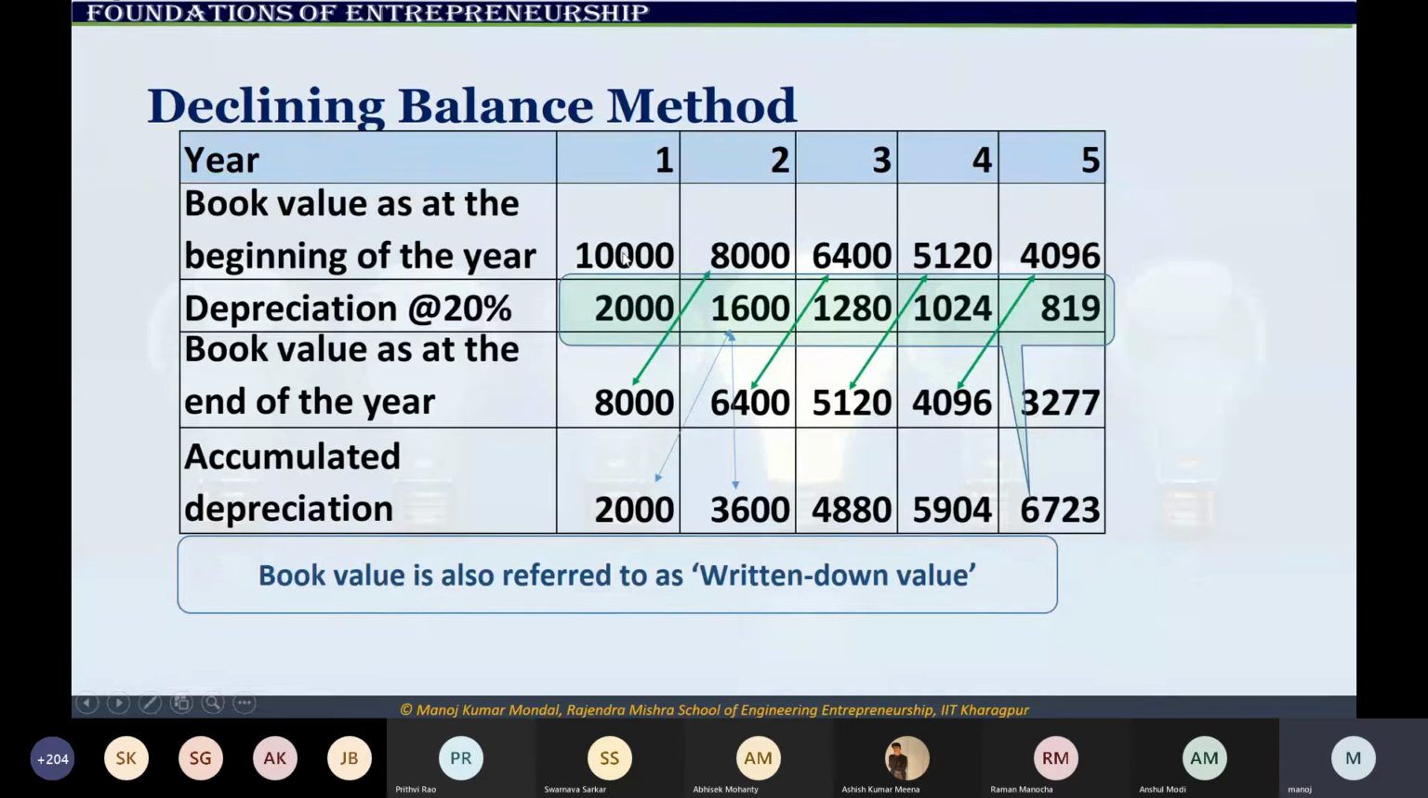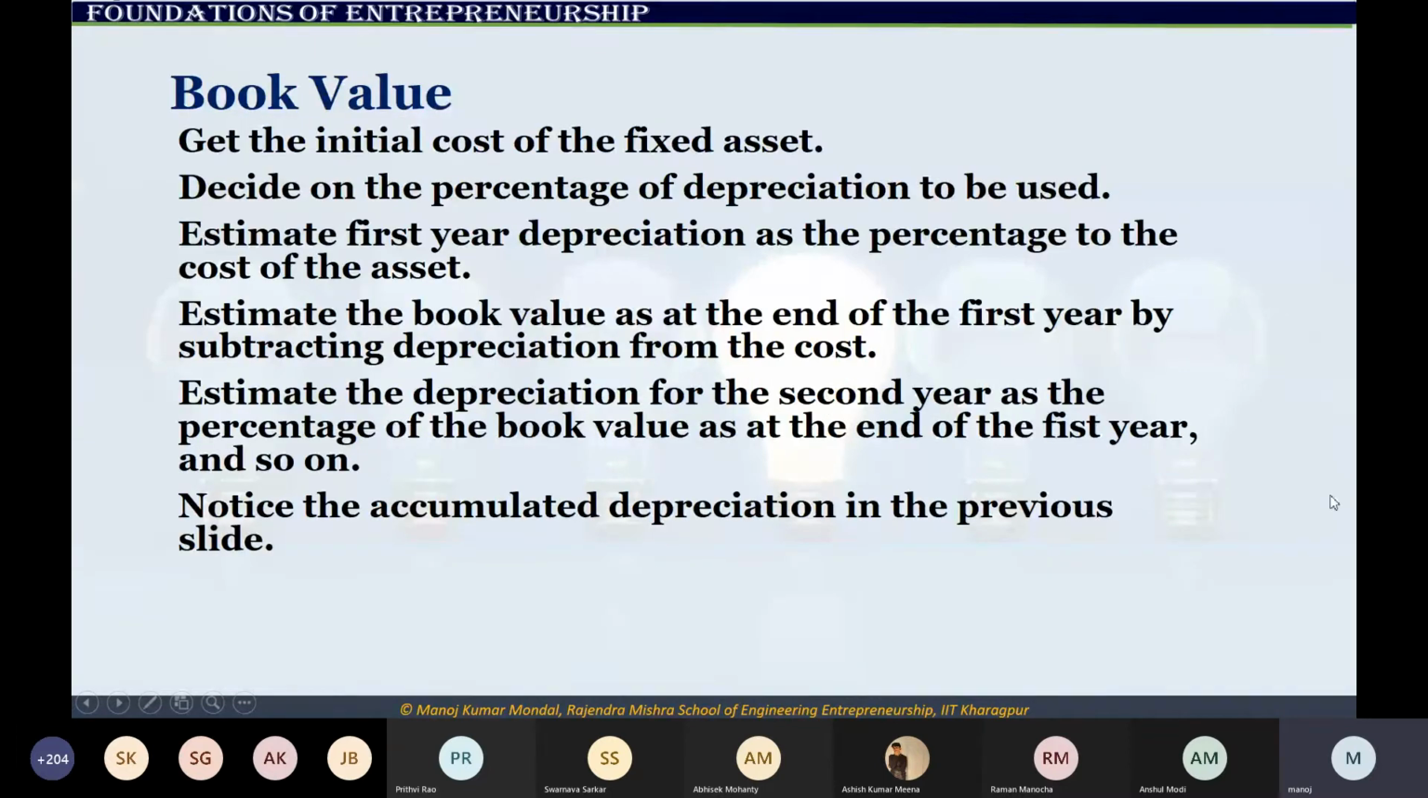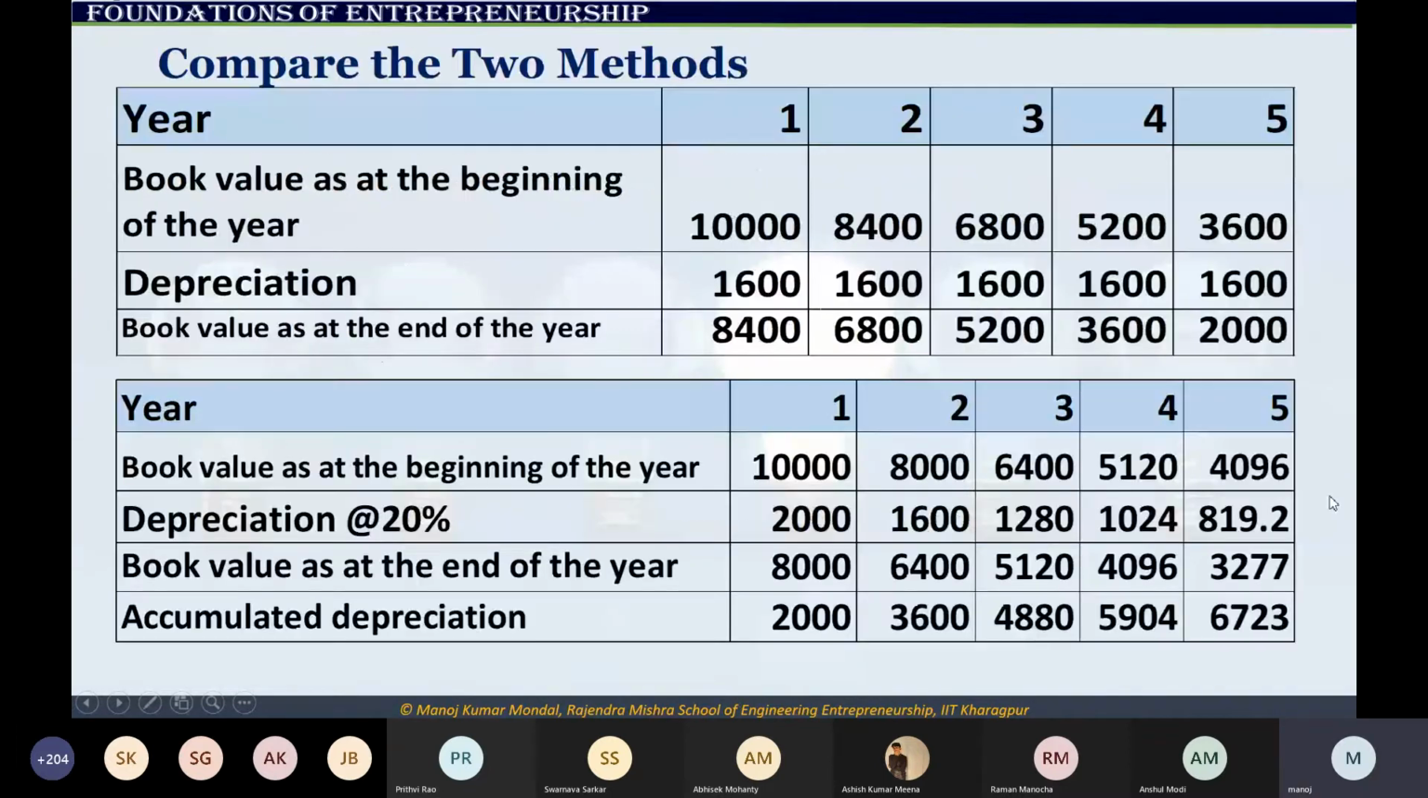Okay, so next year, second year, your opening value is 8,000. Then you allow depreciation at the rate of 20%, which is 1,600. Look at this, depreciation also is reducing. The percentage remains the same, but it is reducing because book value is changing. So that is how book value is affected. It is also called written down value, or book value.